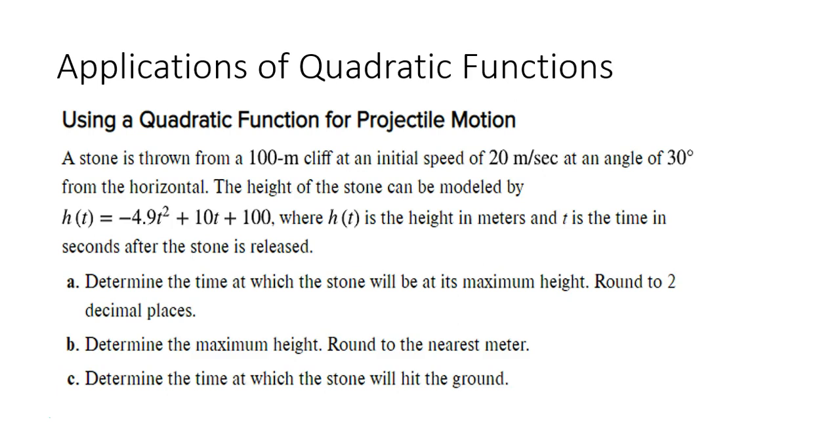the stone is released. So we want to determine the time at which the stone will be at its maximum height, and we're going to round that to 2 decimal places. Then we want to determine the maximum height to the nearest meter, and then the time at which the stone will hit the ground.